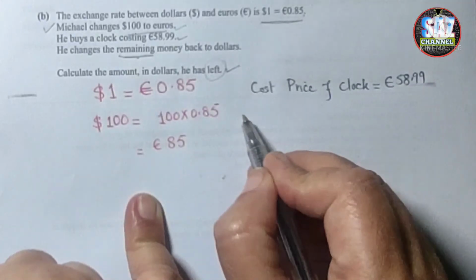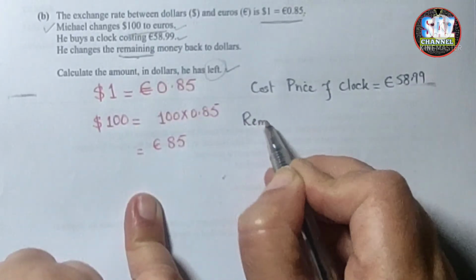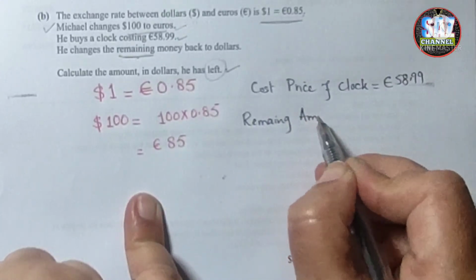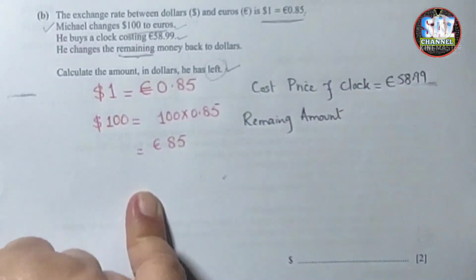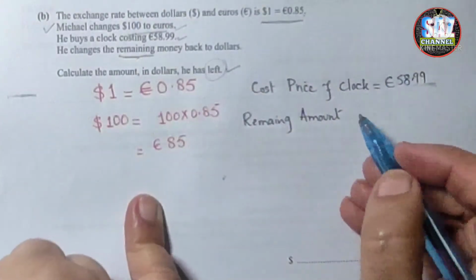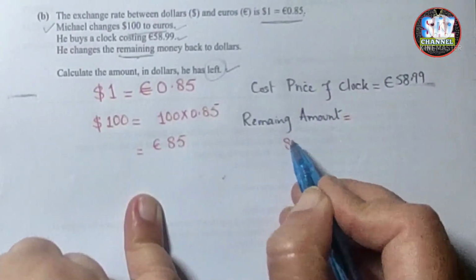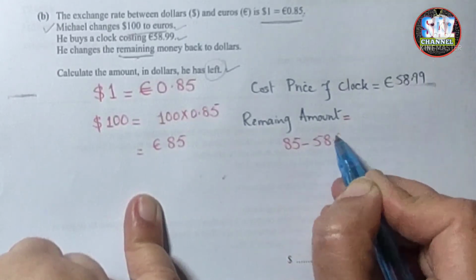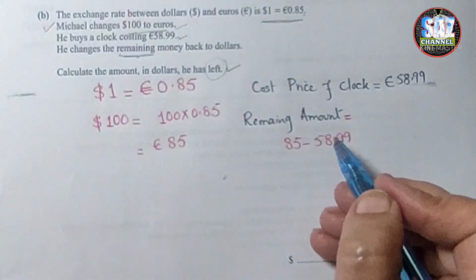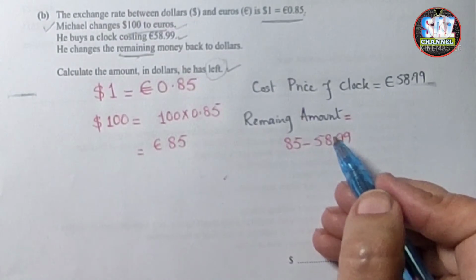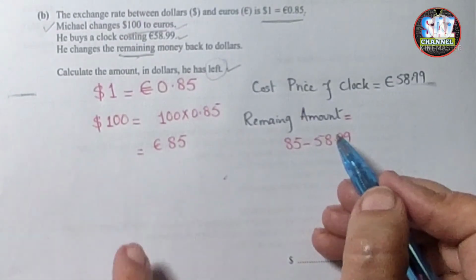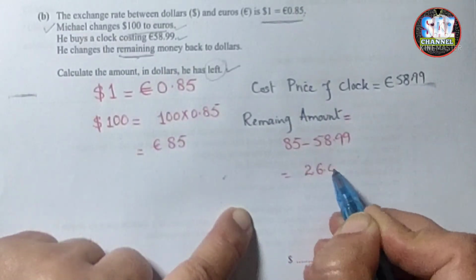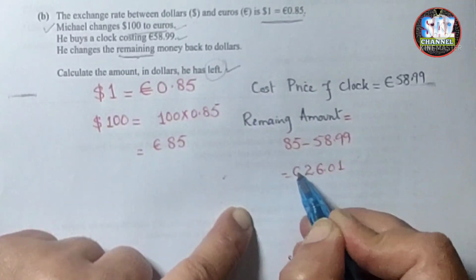So for that, the remaining amount will be equal to 85 minus 58.99, and I have to use the calculator efficiently. 85 minus 58.99 is 26.01. 26.01 euros are left with me.